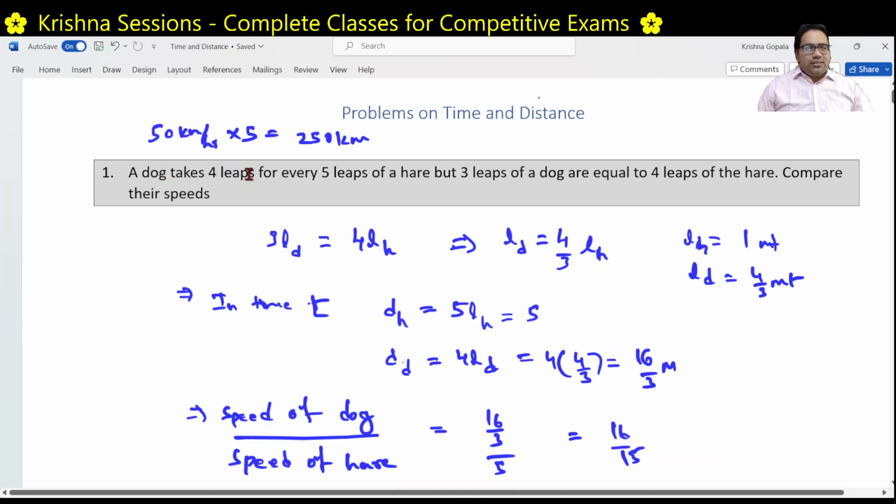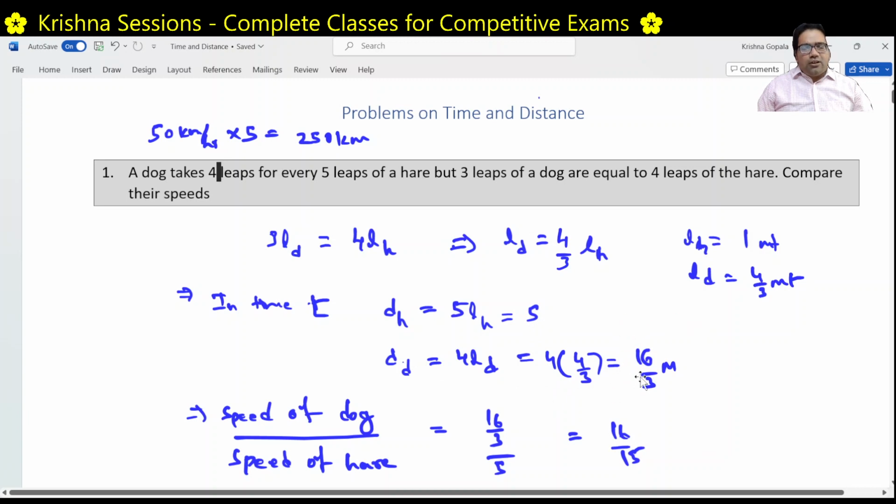In the same time, the dog is taking 4 leaps. 4 leaps of the dog is equal to 4 into 4 by 3 leaps of hare, which is 4 into 4 by 3 meters. Right, one leap of the dog is equal to 4 by 3 meters, because the leap of the hare, we assume it is 1 meter. So the dog is covering 16 by 3 meters.